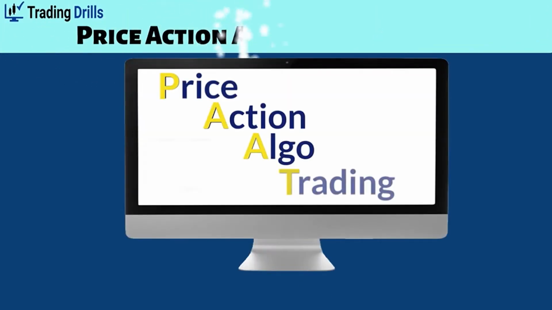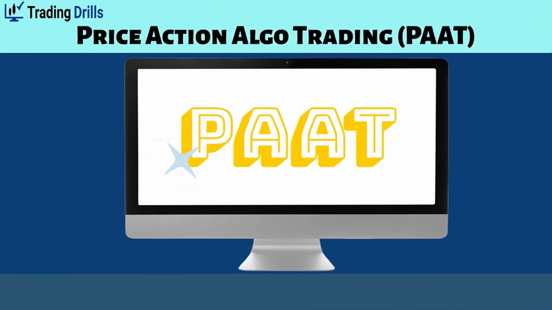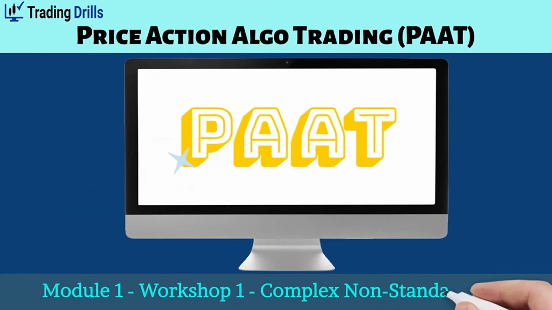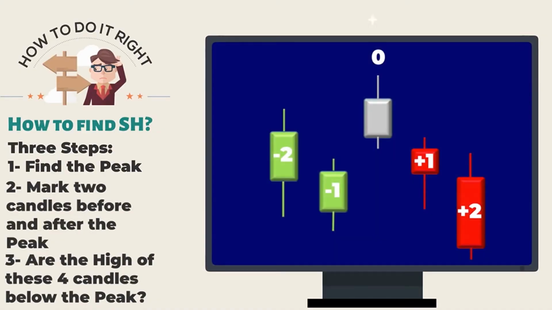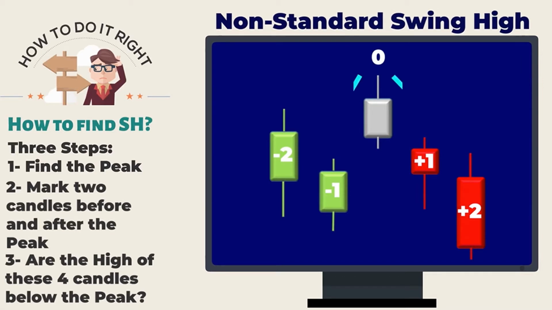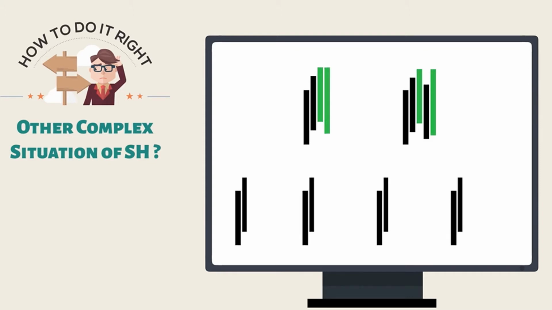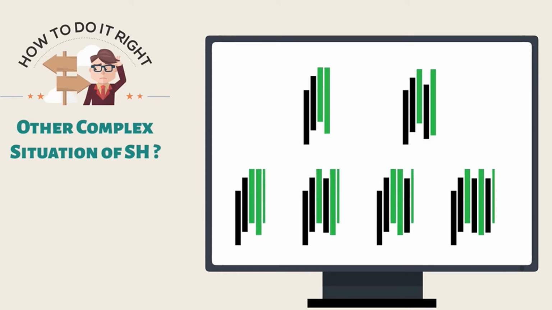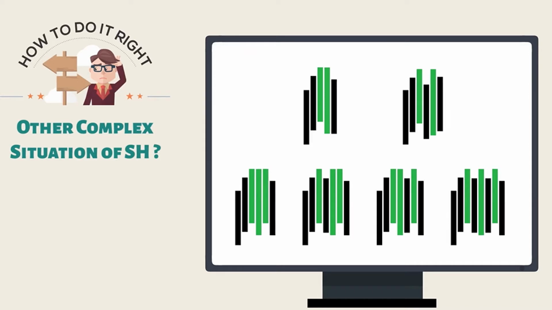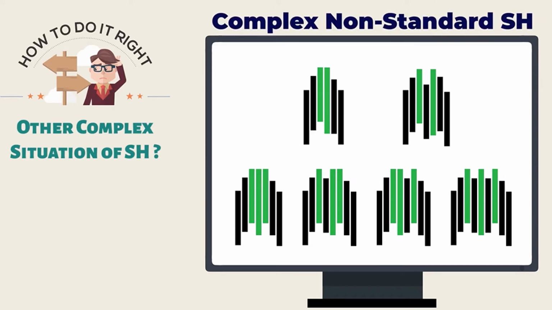Hello all traders. In this lesson of Module 1, Workshop 1, we will discuss the topic of complex non-standard swing high. As mentioned earlier, the non-standard swing high is formed when the high of the 4 candles are lower than the high of the 0 peak candle, but not in a sequential order. However, there are situations when 2 peaks or 3 peaks are formed at the turning point before more candles confirm the reversal. We categorize these turning points under complex non-standard swing high.